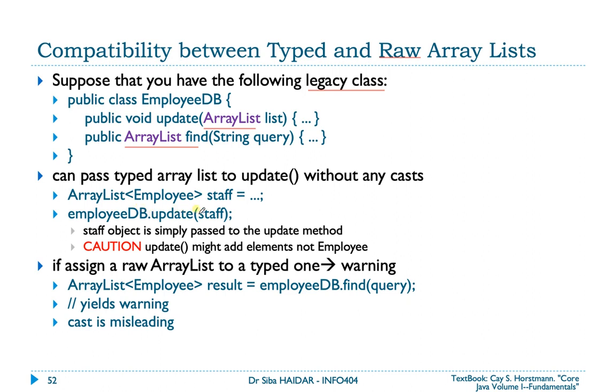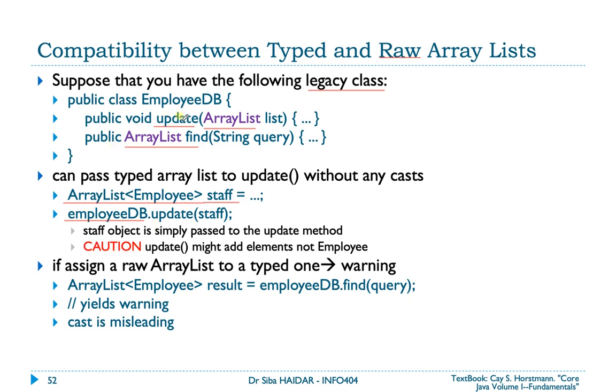So if you have your variable staff in which it is a typed array list of employee, and you want to, for example, pass staff as a parameter to the method update. Is this dangerous? Is this legal? Is this permitted, etc.? So employee db dot update, if you have an object of type big capital employee db, it will be, for example, named small employee db. So dot update staff, you are passing your staff variable to this update function.